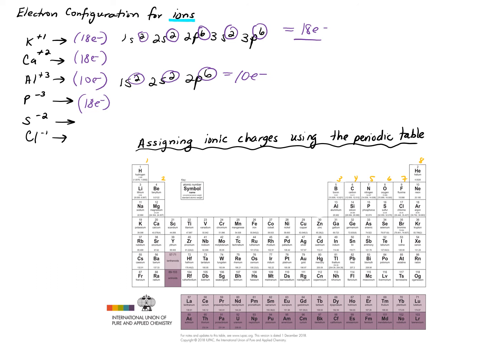And now we move to S-2. S is element number 16. When it's neutral, it has 16 protons, 16 electrons, as in the periodic table. When you have the charge of -2, it's gaining 2 electrons, so it goes from 16 to 18 electrons again, which is the same electron configuration that you have for potassium +1, calcium +2, phosphorus -3, 18 electrons.